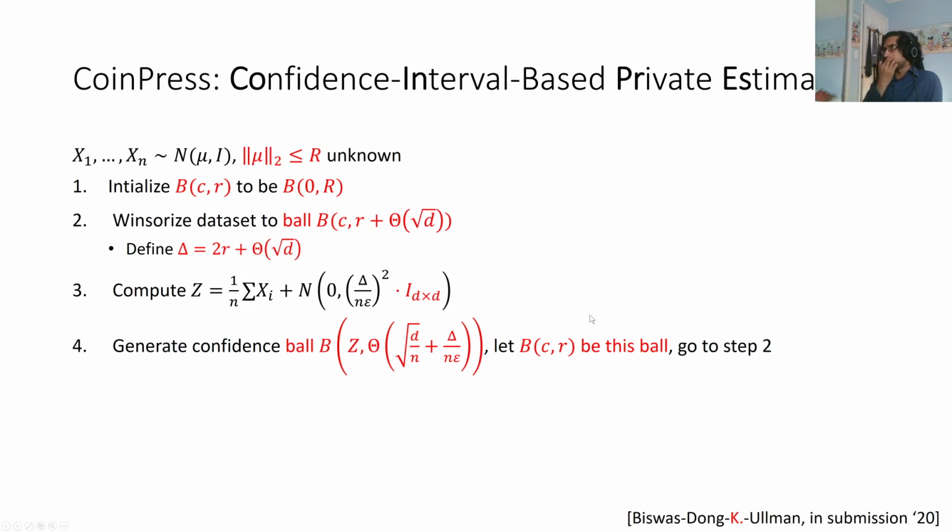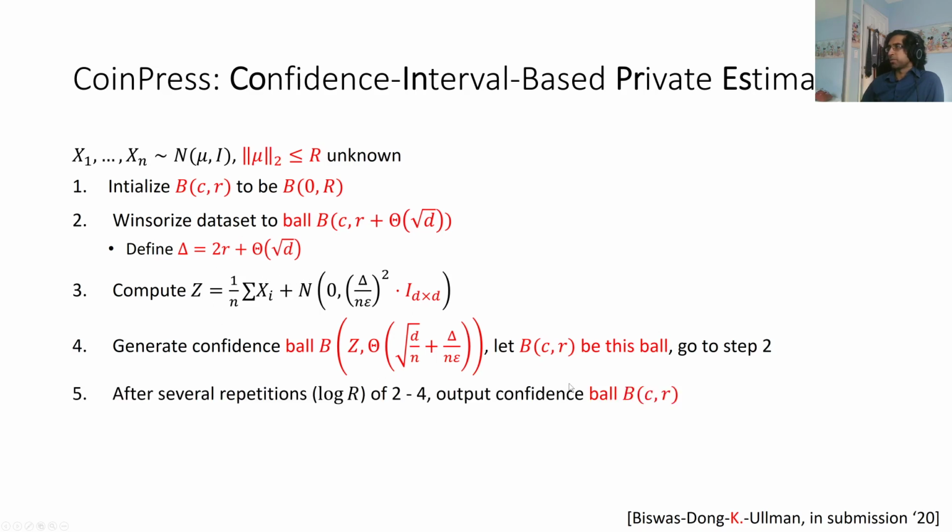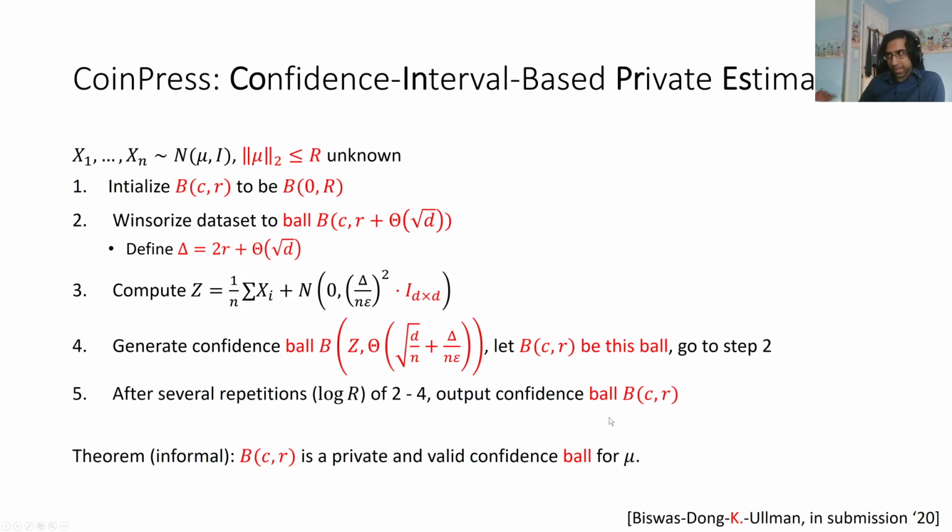And then based on this point estimate, z, which will be a point estimate of the unknown mean, we generate a confidence ball just by building a sphere around this, based on the confidence intervals due to the sampling error, as well as the confidence interval due to the noise addition. We let B(c, r) be this new ball and just iterate. Once again, after several repetitions, I think this should actually be d log r, not just log r, we're going to output a confidence ball B(c, r). And once again, the theorem informally is that this is a private and valid confidence ball for the unknown parameter mu.